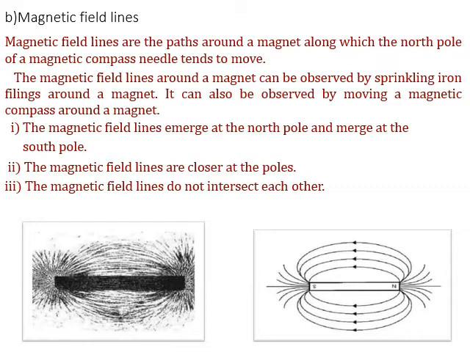The magnetic field lines emerge from the north pole and merge at the south pole. The magnetic field lines are closer at the poles and magnetic field lines do not intersect each other.